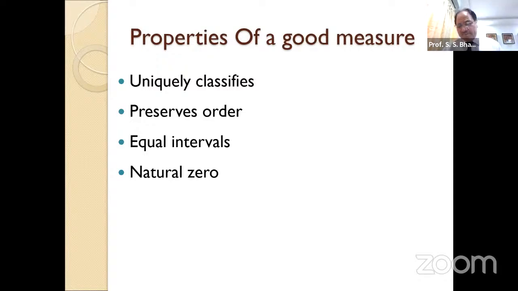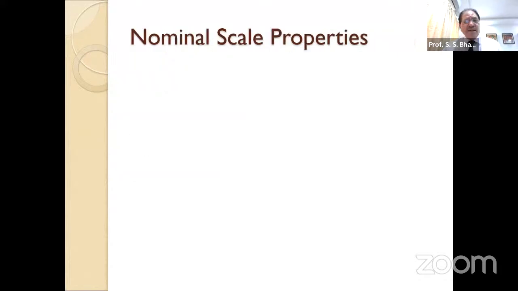So we will look at the 4 basic scales that are there, and we will see what properties are satisfied by each one of them. The 4 scales are nominal, ordinal, interval, and ratio. These are the 4 different measures that can be used to convert a subjective property into an objective value. Scales or measures are used to convert subjective characteristics into objective values, right?